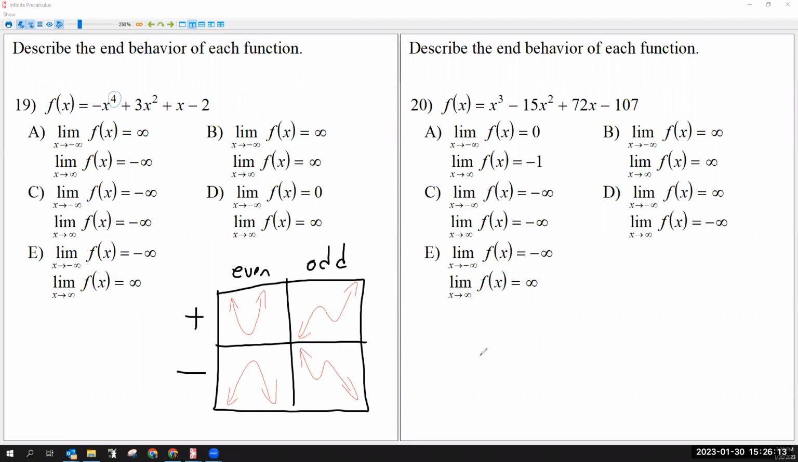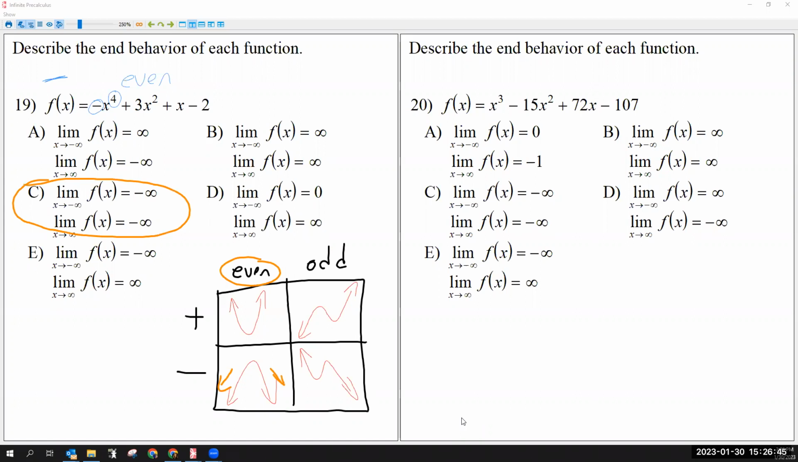Either way, I need to look and say, okay, what's happening to the ends, the arrows? So I'm going to say, okay, this one is even, and it is negative. Even and negative. So what's happening? If it's even and negative, that means both of my arrows are going down. So it doesn't matter if I go to the left or to the right, my y values are going down. So I'm looking for both negatives. And right here, I see they're both negative.